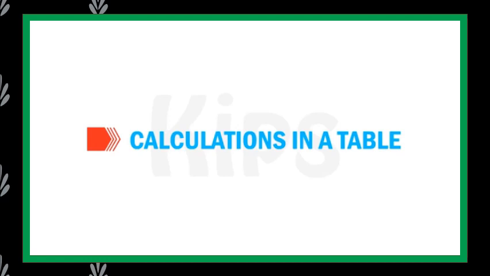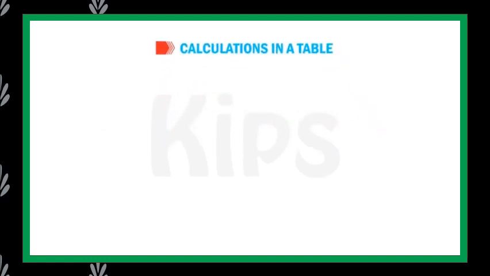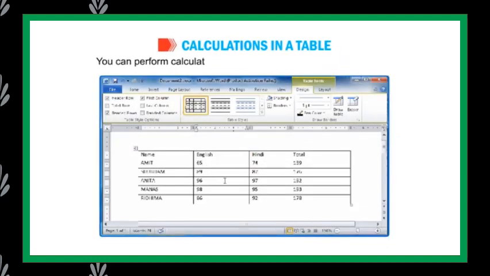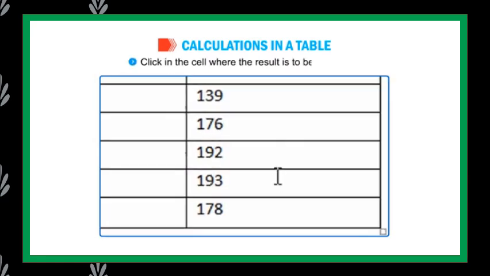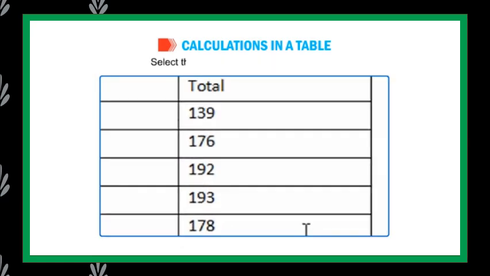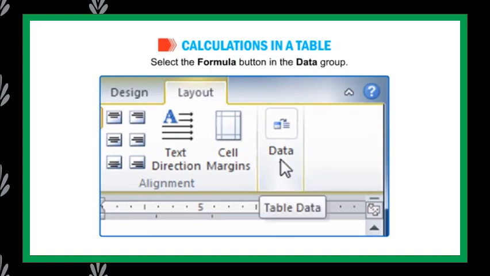Okay, now let us talk about calculations in a table. You can perform calculations on the numeric data entered in a table. Enter the data in a table, select the Layout tab. Click in the cell where the result is to be displayed. Select the Formula button in the Data group.